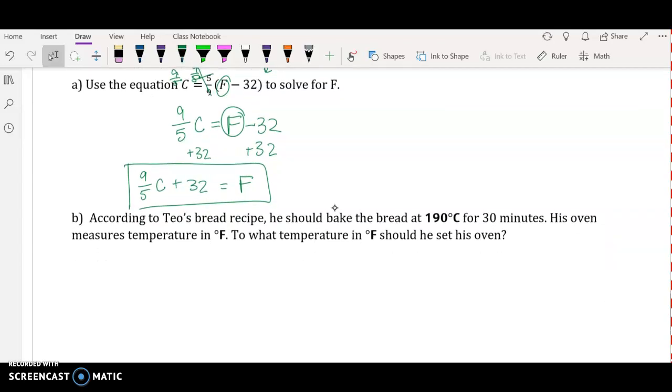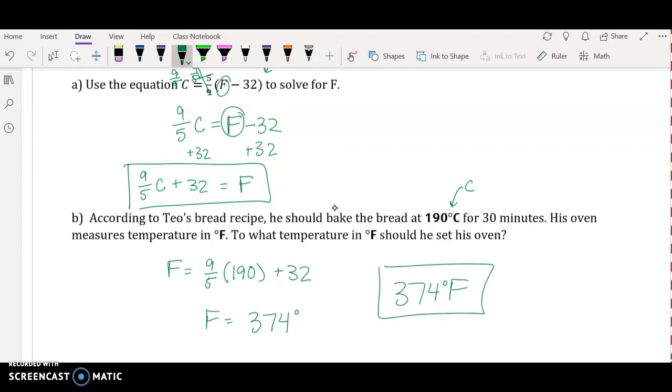So looking at Teo's recipe, now he has the bread, it's 190 degrees Celsius. So this again is our C value. So in order to figure out our Fahrenheit, we are going to say the Fahrenheit should be 9/5 of the Celsius, which is 190, plus 32. So let's calculate what that would equal. You could do that, or you can use a calculator, and we should get 374 degrees. So he should set it at 374 degrees Fahrenheit in order to have the same as 190 degrees Celsius on his oven.